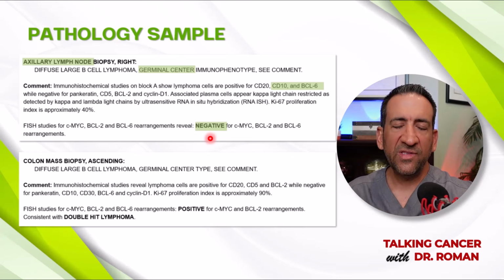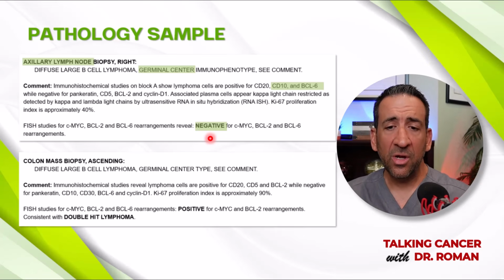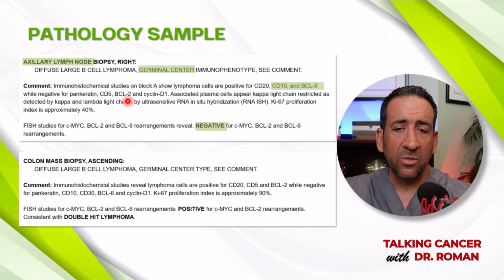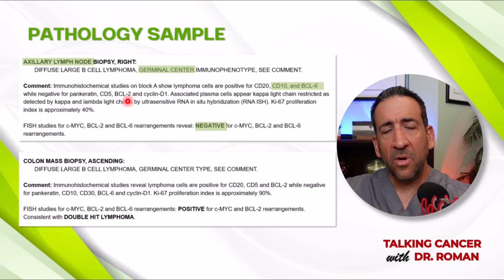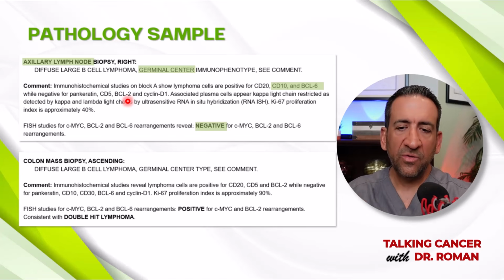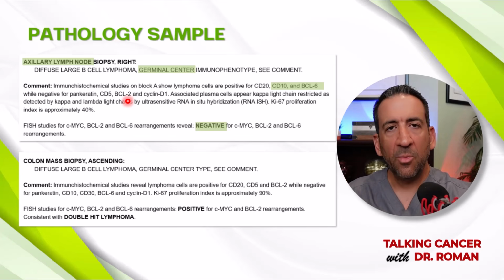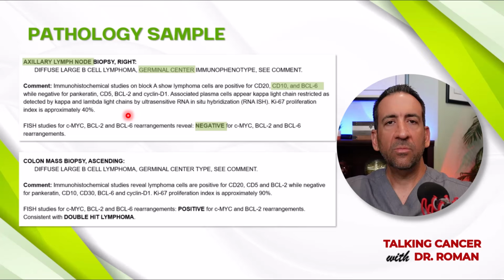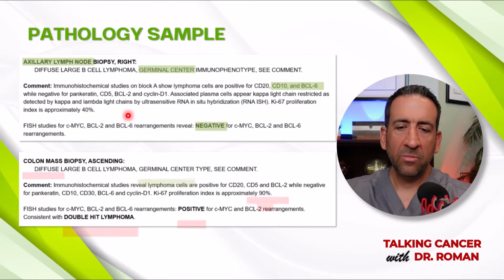Now, the reason we know it's not a double expressor is because BCL2 is negative, right? It does not express the BCL2 protein. So in this case, this is a regular diffuse large B-cell lymphoma, germinal center type, non-double expressor and non-double hit with a Ki67 of 40%. Awesome. Now, let's go to the next case here.